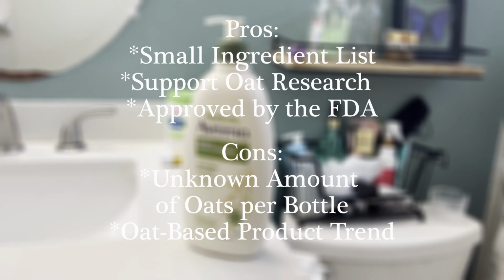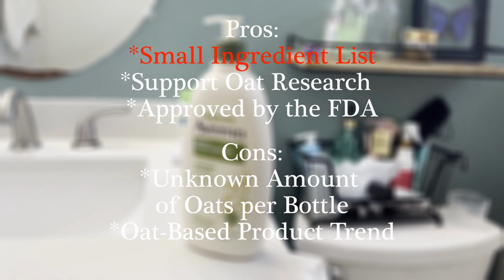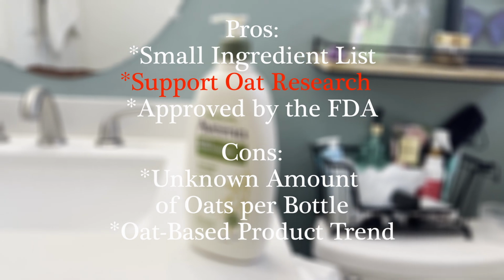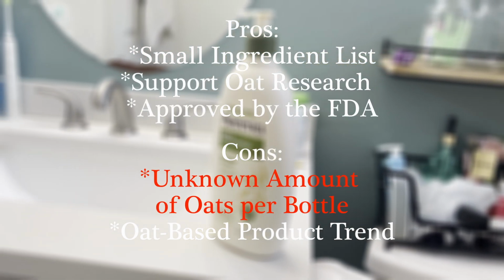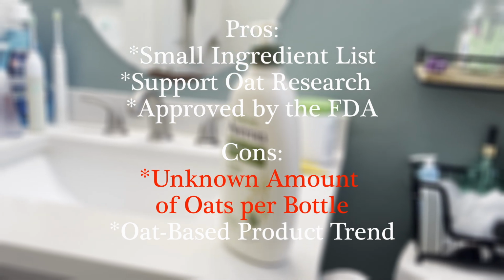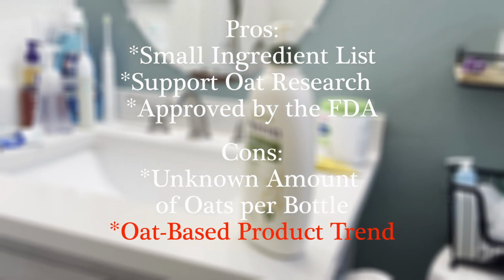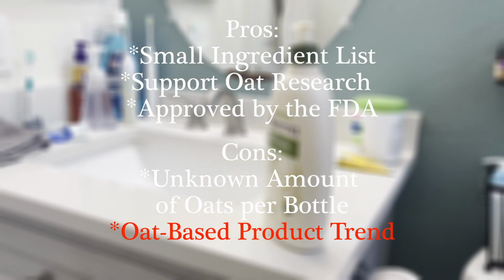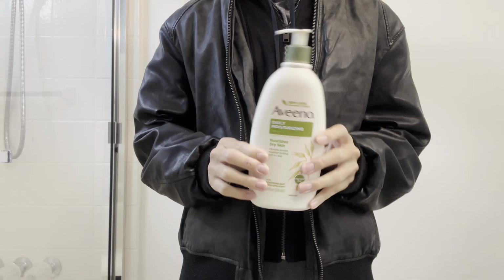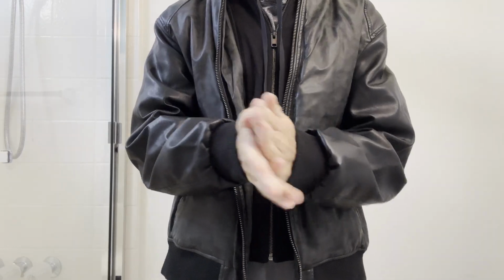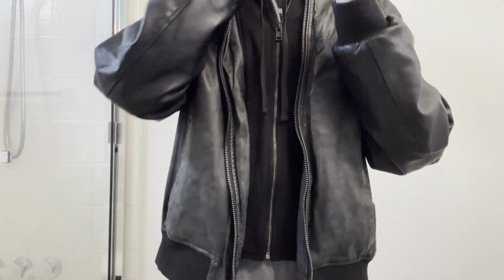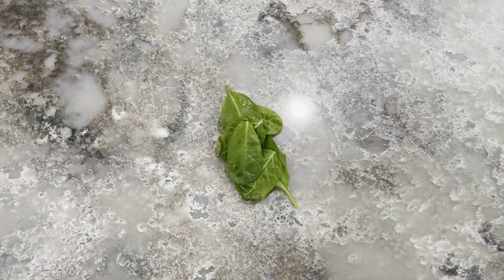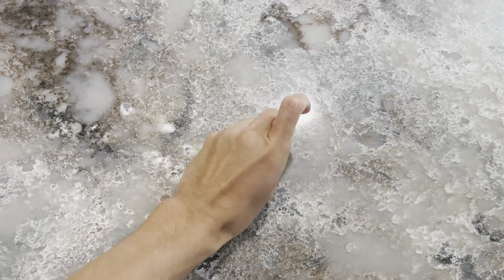The Aveeno Daily Moisturizing Lotion has a small ingredient list. The website goes all out on oat research, and the medicinal use of oats is approved by the FDA. However, Aveeno doesn't disclose how much oat is being used in their products, and I still have a slight suspicion that it may be just a marketing strategy to savor into the oat-based products. Personally, I use it on the regular as my skin dries along my arms. It has a buttery but light feeling and the scent isn't too pungent. Overall, it's pretty good.